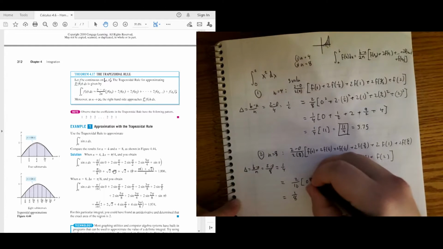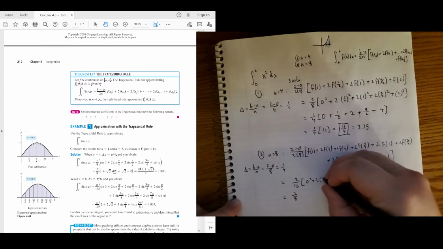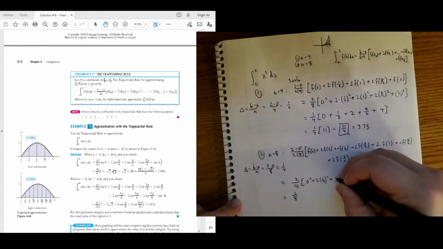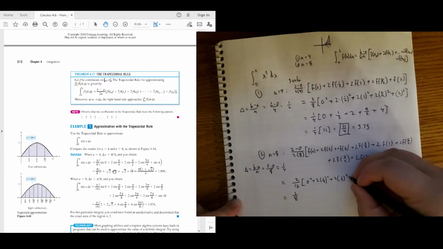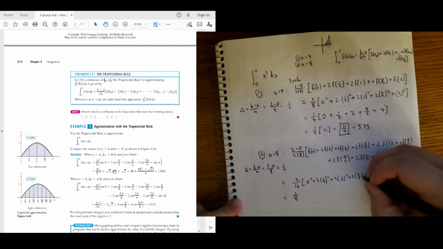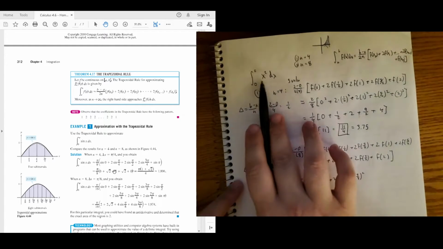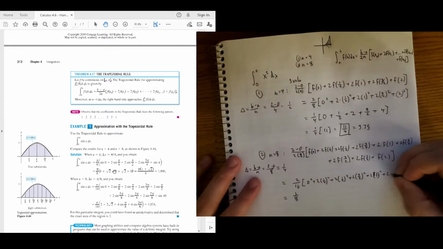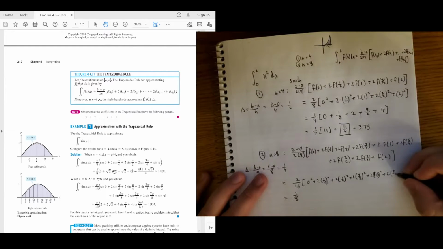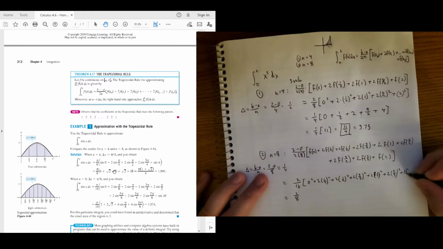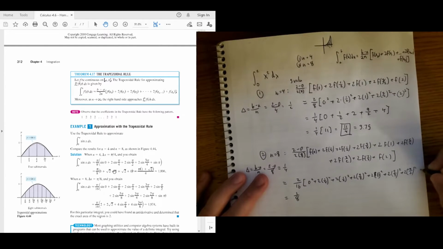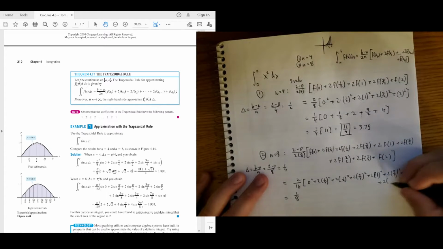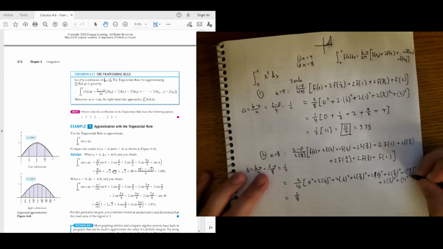All right. So now I plug in 0, 1/4, 1/2, 3/4, and so on. This would be 0 squared plus 2 times 1/4 squared plus 2 times 1/2 squared plus 2 times 3/4 squared. So again, this is just plugging our number into our original equation. Plus 2 times 1 squared plus 2 times 5/4 squared plus 2 times 3/2 squared plus 2 times 7/4 squared plus 2 squared.